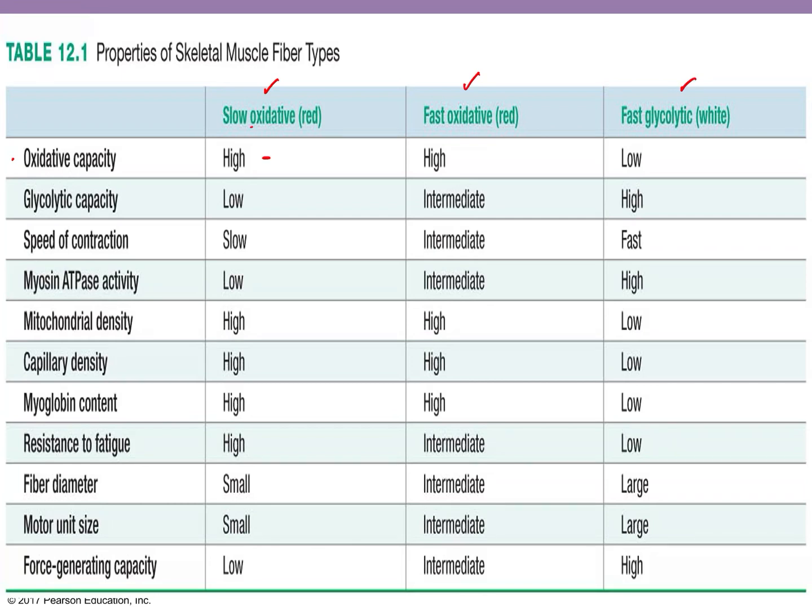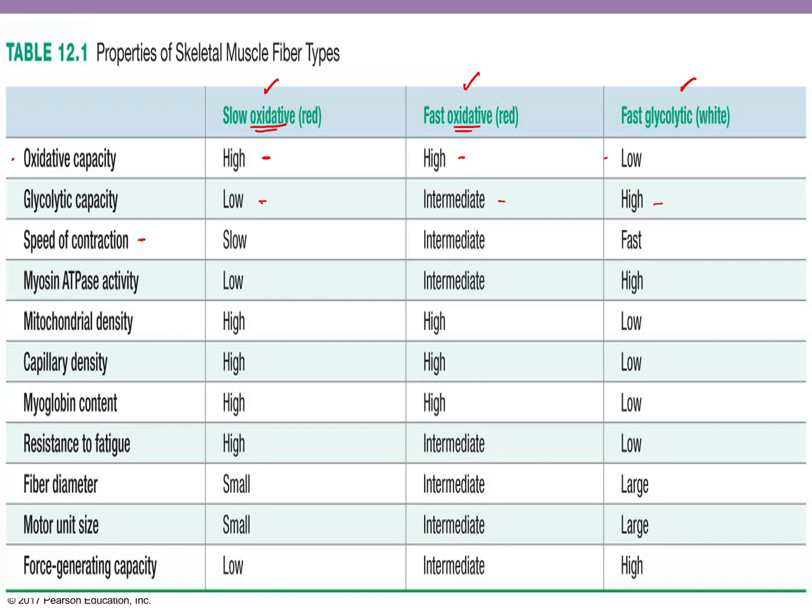With oxygen, they have oxidative in the name, so of course they're going to have high oxygen capacity, whereas the fast glycolytic has low. Glycolytic capacity is the capacity to use glycolysis to make ATP, using that anaerobic respiration. So low, slow oxidative fibers don't do that much, intermediate here, and high, of course, for the fast glycolytic fibers.